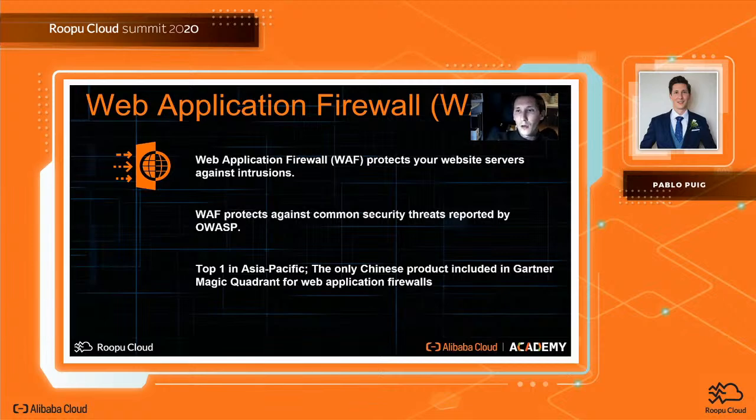Well, WAF basically defends against common security threats reported by the OWASP. These threats include, for example, SQL injection, cross-site scripting, common vulnerabilities in web server plugins, web shell upload, or maybe also unauthorized access to cloud resources.